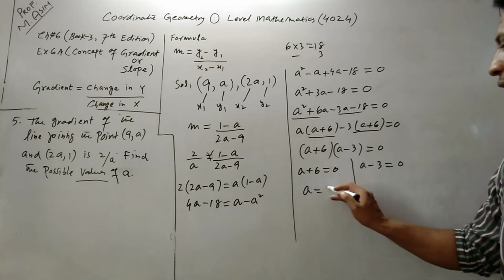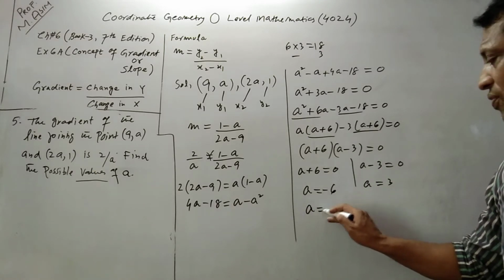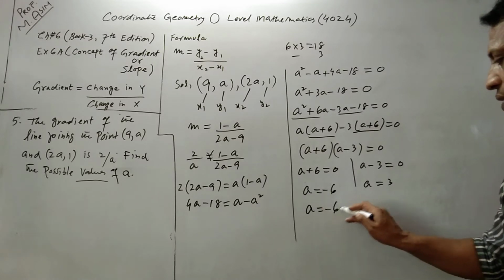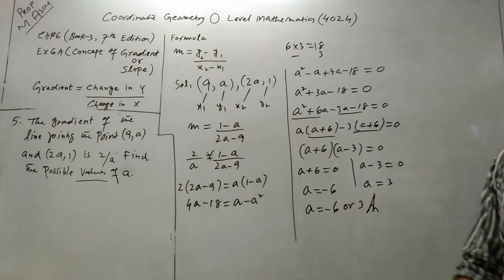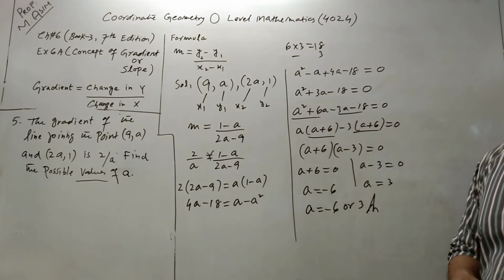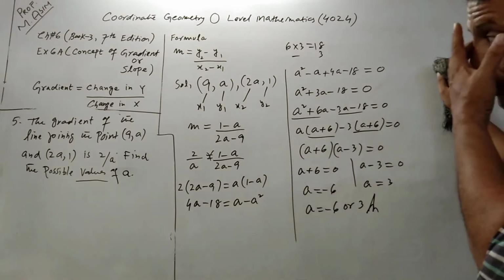Move this 6 to other side, becomes minus 6. Move this minus 3 to other side, becomes 3. Hence, the value of a is minus 6 or 3. This is the way to write the two answers. So this is question number 5. I hope you understand question number 5. See question number 6.